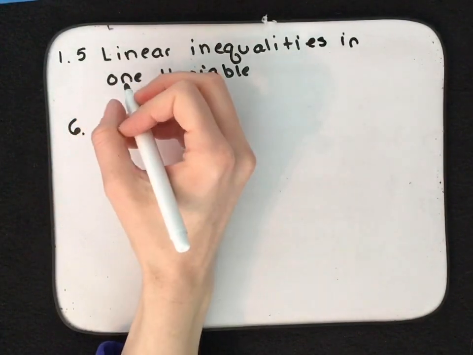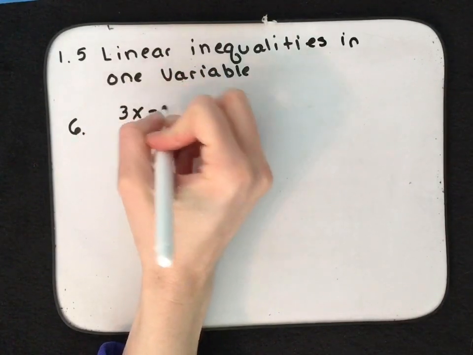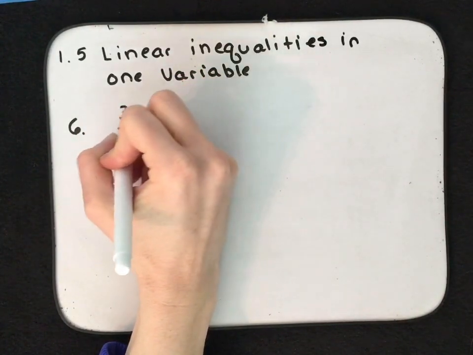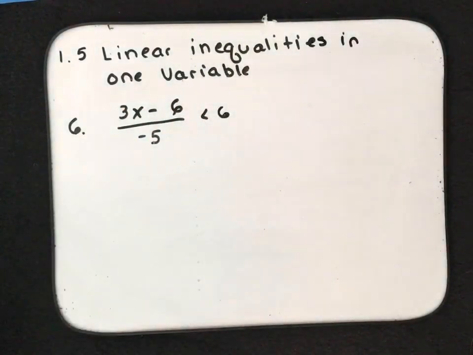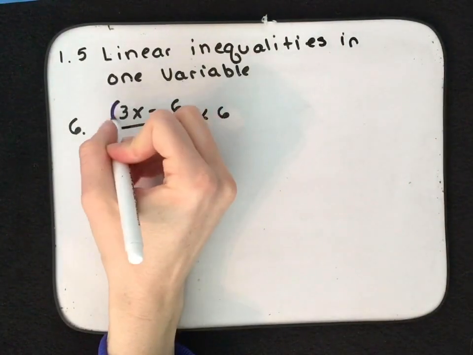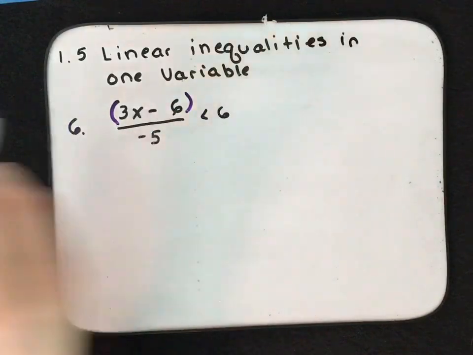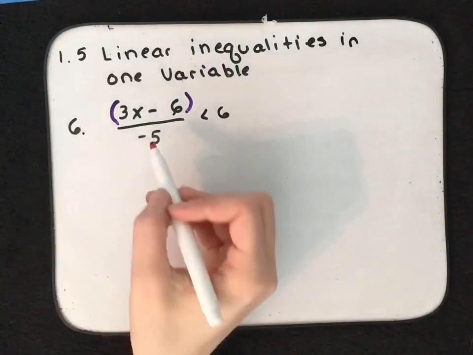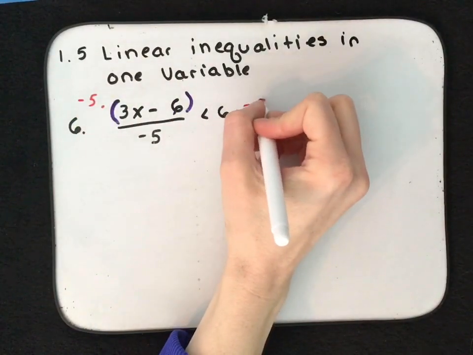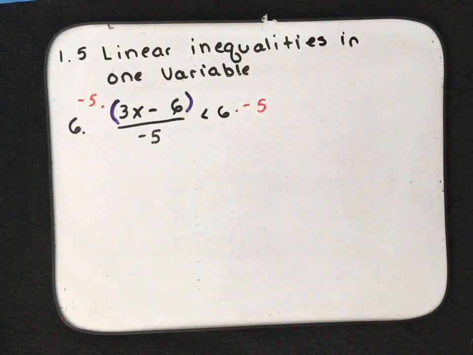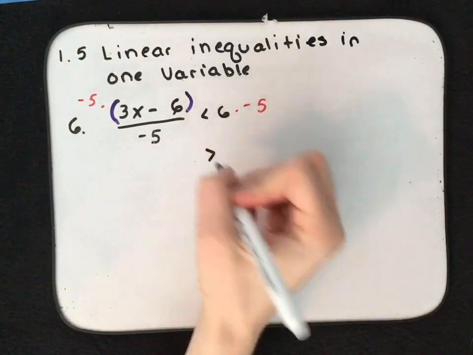Number 6. So I want to get rid of that negative 5. Remember when we were solving equations and we had the negative, or the fraction, we put the numerator in parentheses? We're going to do the same thing here. I want to get rid of that negative 5. So I'm going to multiply both sides by negative 5. But what happens when we multiply or divide by a negative? We have to switch that inequality.